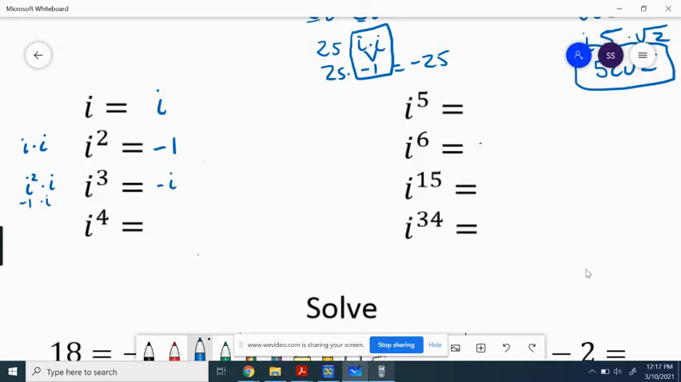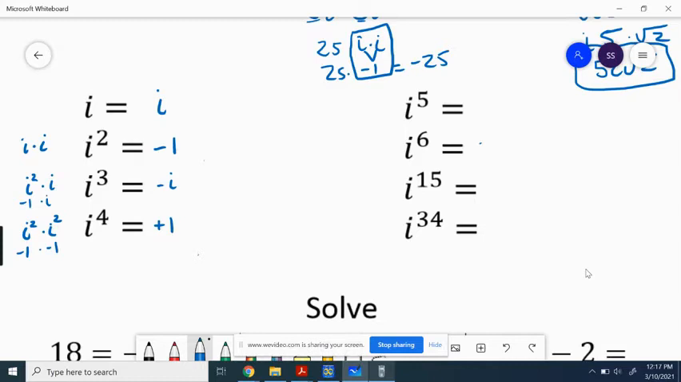All right, and then i to the fourth is really i squared times i squared. Well, i squared is negative 1, so this is negative 1 times negative 1, which, a negative times a negative is a positive. So this equals positive 1. Okay? So now let's look at i to the fifth power.